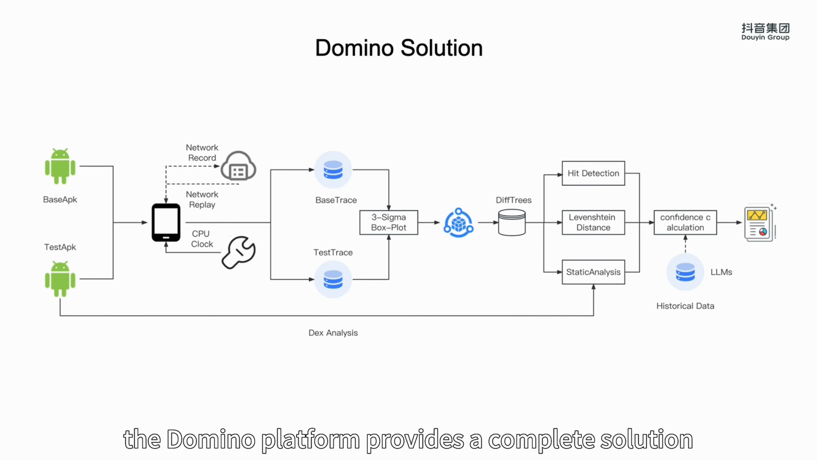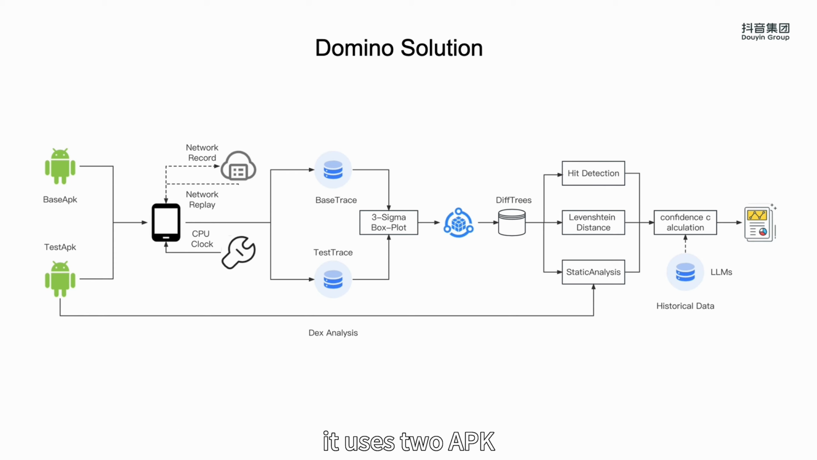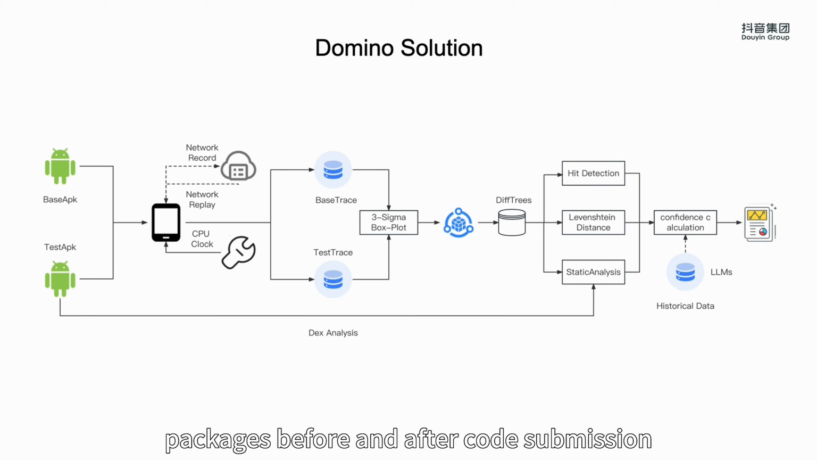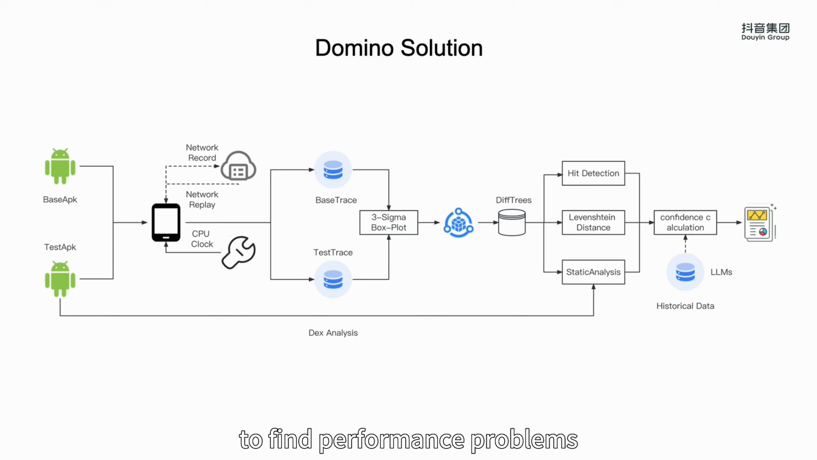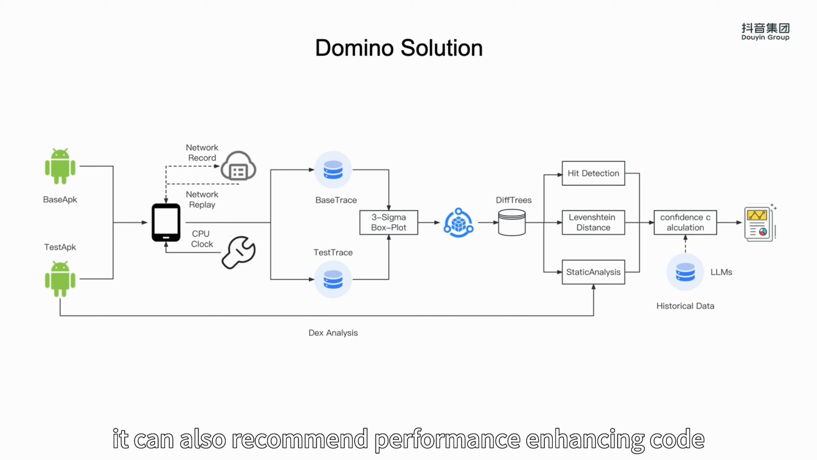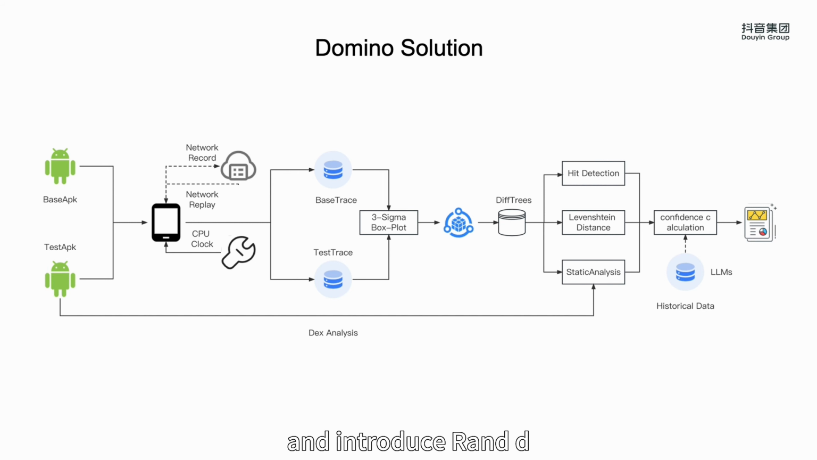Therefore, the Domino platform provides a complete solution. It uses two APK packages before and after code submission, integrates btrace to collect trace data, and performs comparative attribution analysis to find performance problems. It can also recommend performance-enhancing code and introduce RAND in one step for follow-up processing.